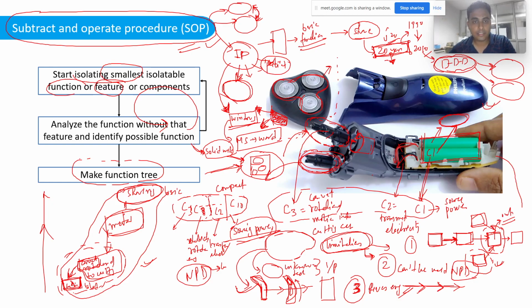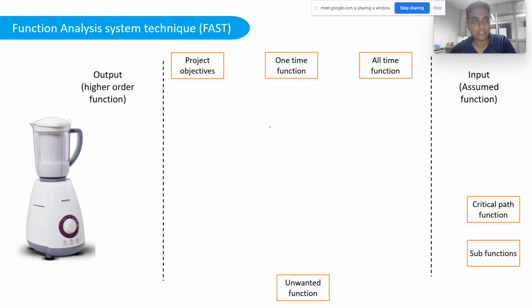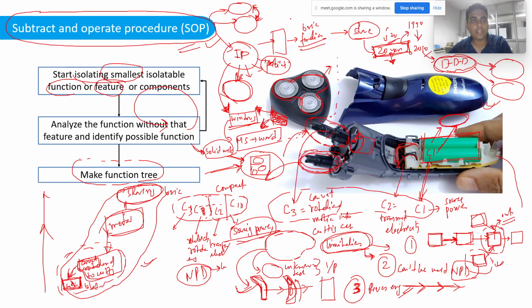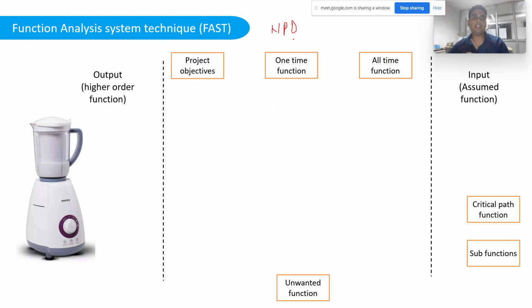Let's finish the next topic, which is functional analysis, the FAST technique, the Function Analysis System Technique. In this technique, we generally work on new product design. The earlier one we were talking about, the subtract and operate procedure, was for when we already have an existing product and we dissect it to identify various features and functions. The other method, the function analysis system technique, is used for functional decomposition for new product designs.